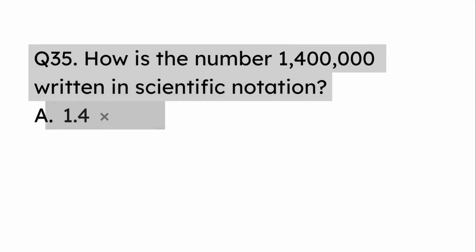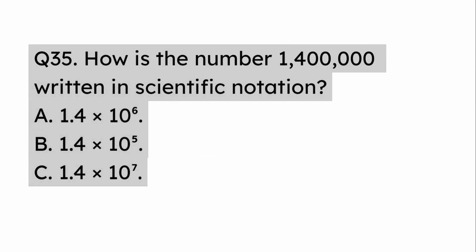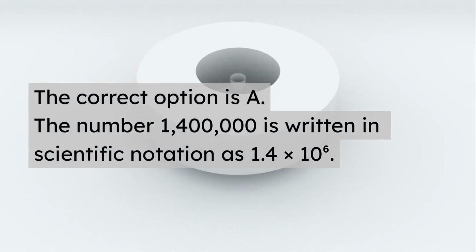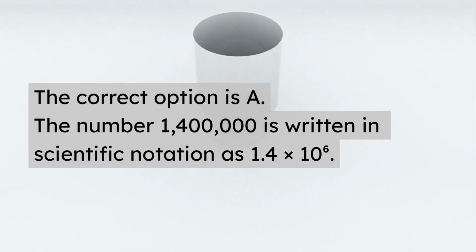Q35. How is the number 1,400,000 written in scientific notation? A. 1.4 times 10 to the power of 6. B. 1.4 times 10 to the power of 5. C. 1.4 times 10 to the power of 7. D. 1.4 times 10 to the power of 4. The correct option is A. The number 1,400,000 is written in scientific notation as 1.4 times 10 to the power of 6.